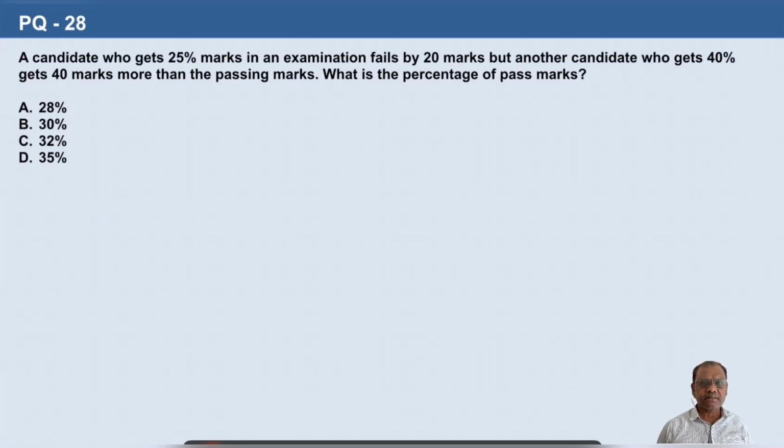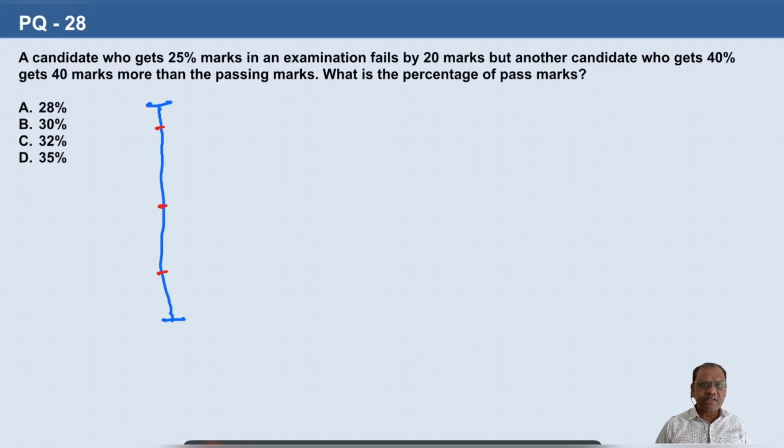Question number 28. A candidate who gets 25% marks in an examination fails by 20 marks. But another candidate who gets 40% gets 40 marks more than the passing mark. What is the pass mark? This question is similar to the previous one, but here we have to find out the pass mark, not the total mark. So here also we will draw a vertical line to denote the total marks. Here is the pass mark, here is a failed candidate, here is a passed candidate.